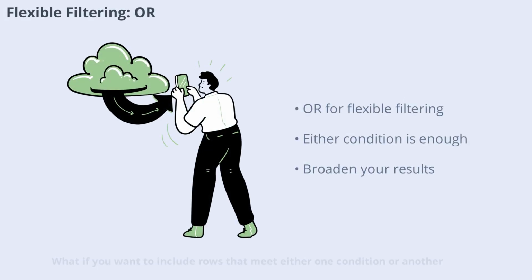But if you want to include rows that meet either one condition or another, that's where OR comes into play. With OR, if either condition is true, the row will be included in your results. For example, you might want to see customers from the North region or the West region. OR gives you flexibility when your criteria aren't so strict.